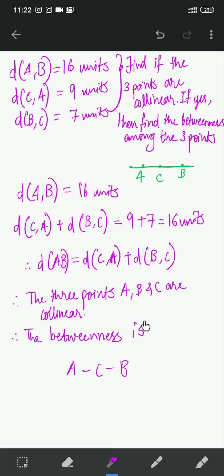I hope you understood this entire lesson, this topic. The video has gone on for 25 minutes. I'm sorry about that length, but I hope you've got in detail what exactly are collinear points and non-collinear points. I hope you understood how to identify collinearity using distances, and also how to find the betweenness. You can work out the problems which will be given to you, and you will be good to go.